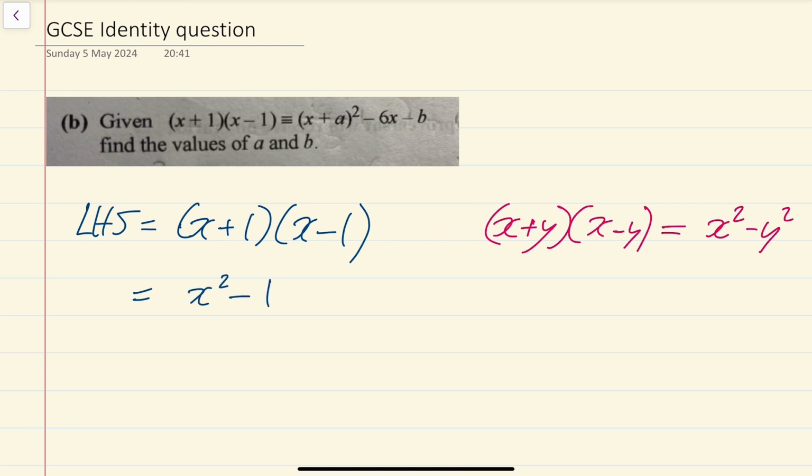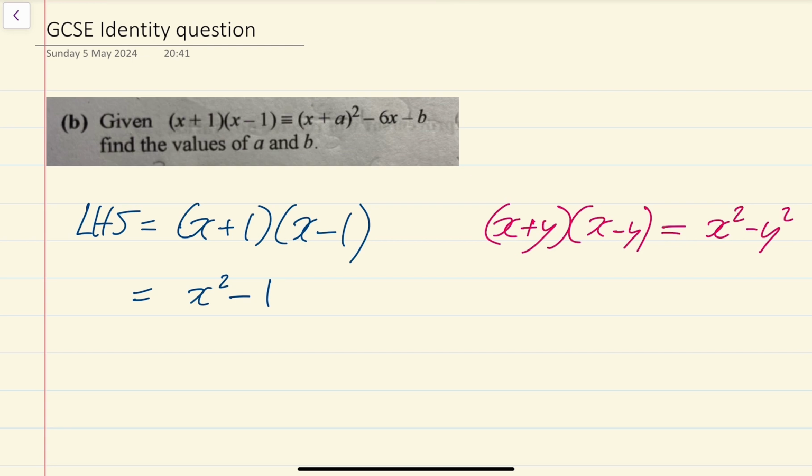Now, if you don't believe me, you would have to do it the long way. Do x times x to give you x squared, x times minus 1, which would give you minus x, 1 times x, which gives you 1x, minus x plus x, they disappear, then 1 times minus 1 gives you the minus 1. But really, you do not want to have to do that. You want to do it the quick way by knowing the identity.